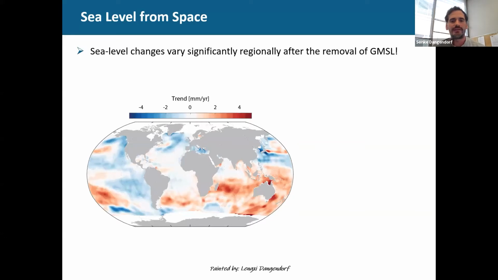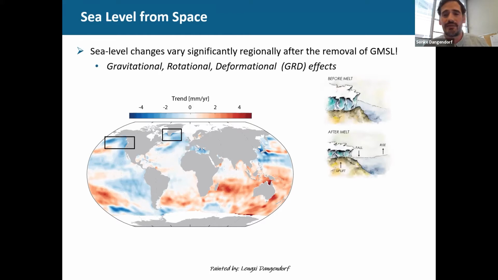We see that there's a lot of variation going on. These rates range from approximately -5 to +5 millimeters per year at individual locations, and there are different reasons for that. First of all, we have to keep in mind that when ice melts and an ice sheet or a glacier loses mass and contributes that to the ocean, it's not only that static bathtub effect that is going on, but there are additional processes that are initiated.